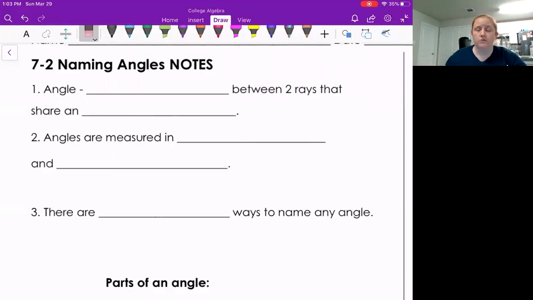Hi, guys. Miss Kelly here, looking at our next section in our little bit of a geometry review. And we're just talking about naming angles. How do we name those angles from your geometry year?